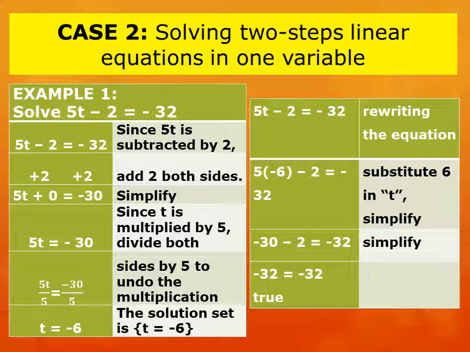Then, 5 times negative 6 is negative 30, minus 2. Now, negative 30 minus 2, since they share a common sign, we are going to add and copy their common sign. We have 30 plus 2, that is 32. So their common sign, which is negative, so it becomes negative 32 is equal to negative 32. And our statement is true.